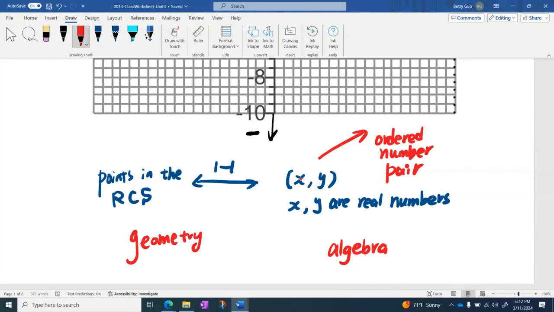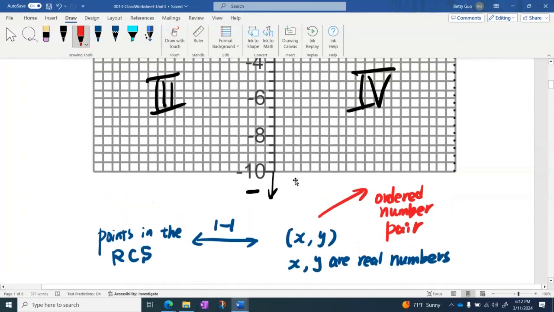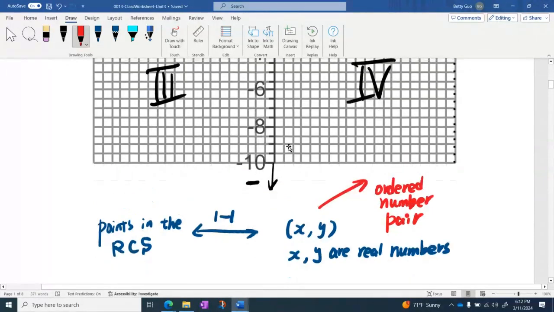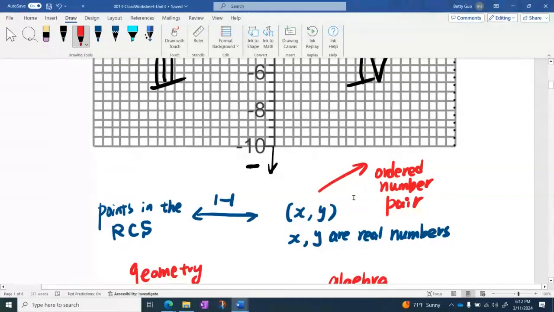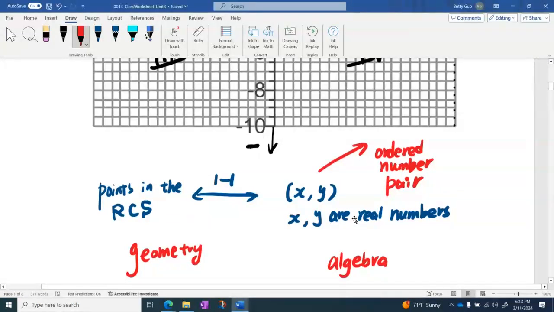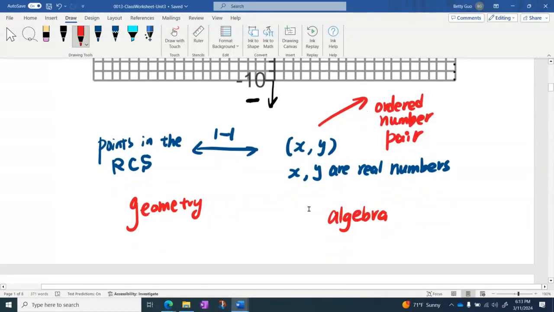What does that mean? It means for any point in the rectangular coordinate system, there's only one unique ordered number pair corresponding to it. Vice versa, for any ordered number pair, there's exactly one point in the rectangular coordinate system making a pair with it. All right. Let me give you an example, then you can understand what a one-to-one correspondence is.